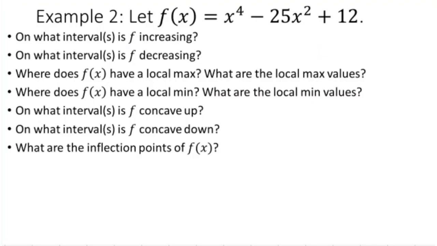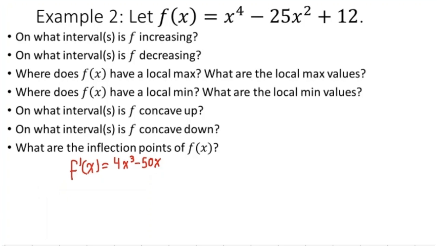Now we're going to answer the following questions about f of x equals x to the fourth minus 25x squared plus 12. First, we want to figure out where f is increasing. As we discussed in the summary, to figure out where f is increasing, we want to find where f prime is positive. So we'll start by finding f prime of x, which would be 4x cubed minus 50x.